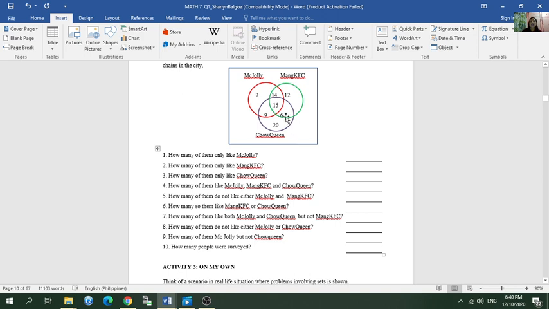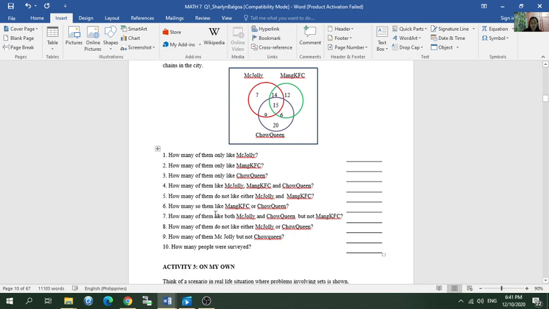Okay, anong ibig sabihin nito? It is the intersection among Mac Jolly, Mang KFC, and Chowquin. So dito kayo kukuha ng sagot. Pero nasaan dyan yung intersection ng tatlong set? Balikan ulit ninyo yung video na ating pinanood kanina. Okay, so for question number 5, how many of them do not like either Mac Jolly and Mang KFC? So tingnan niyo ilan dito yung ayaw niya ng Mac Jolly and Mang KFC. So balikan ulit din ninyo yung ating video.